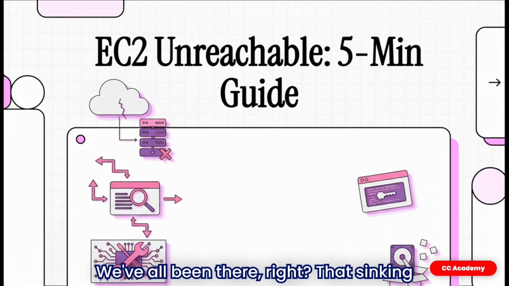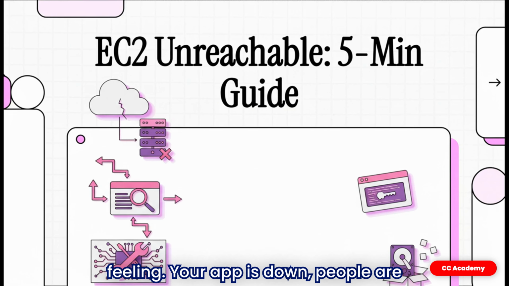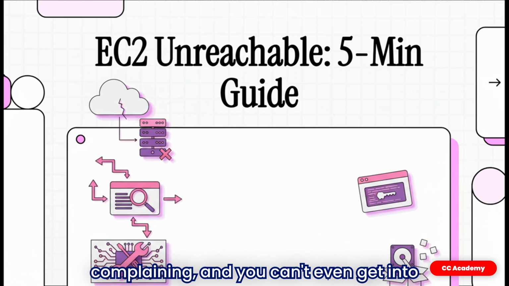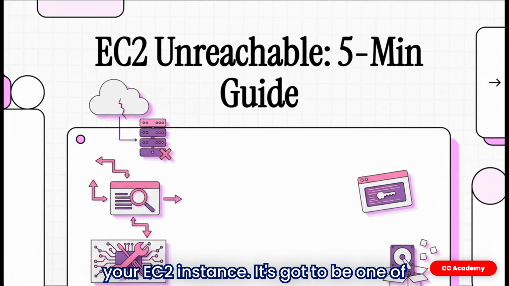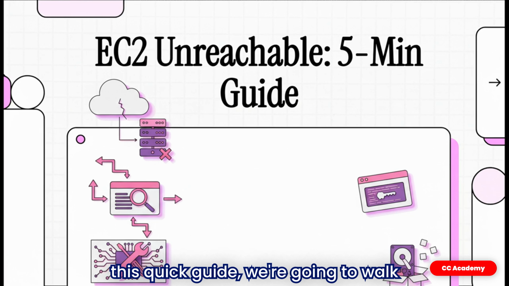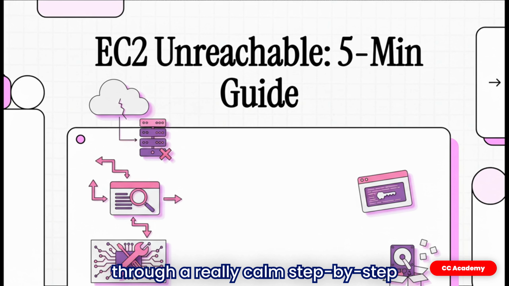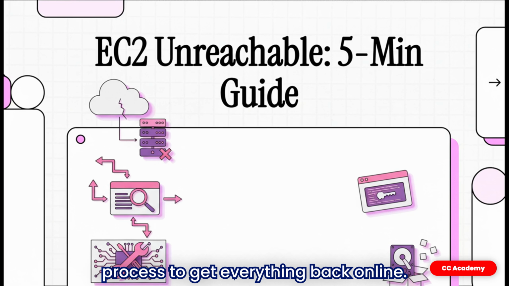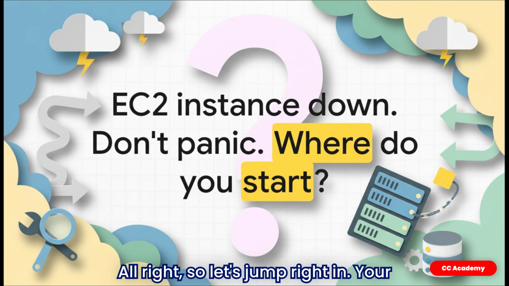We've all been there, right? That sinking feeling. Your app is down, people are complaining, and you can't even get into your EC2 instance. It's got to be one of the most stressful problems you can face in the cloud. But hey, don't worry. In this quick guide, we're going to walk through a really calm, step-by-step process to get everything back online. All right, so let's jump right in.